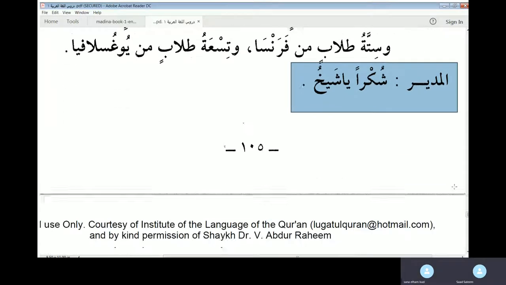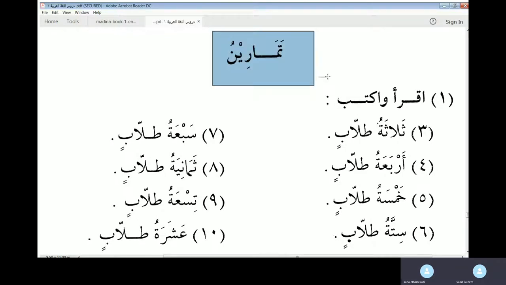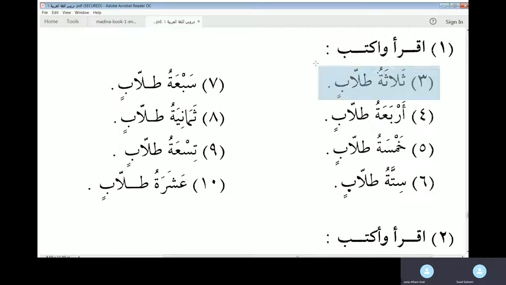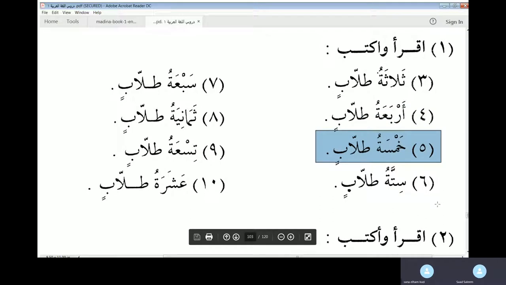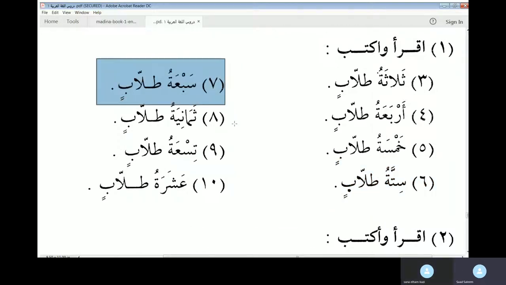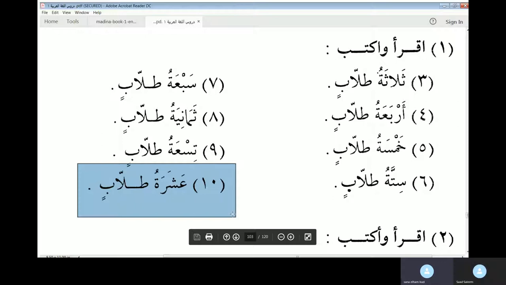Thank you. Tamarin, iqra waktub. Salasatu tulabin, three students. Arba'atu tulabin, four students. Khamsatu tulabin, five students. Sittatu tulabin, six students. Sab'atu, seven students. Samaniyatu tulabin, eight students. Tis'atu tulabin, nine students. Ashratu tulabin, 10 students.